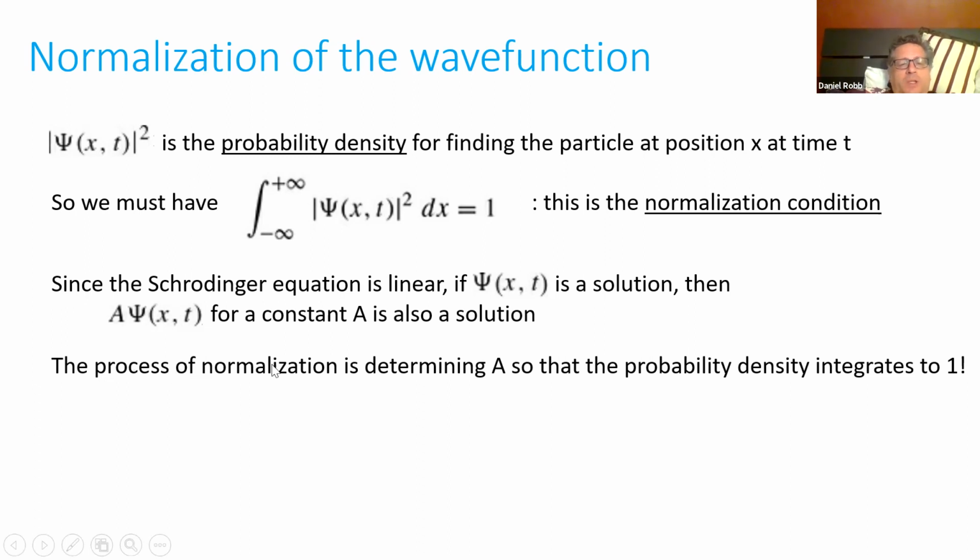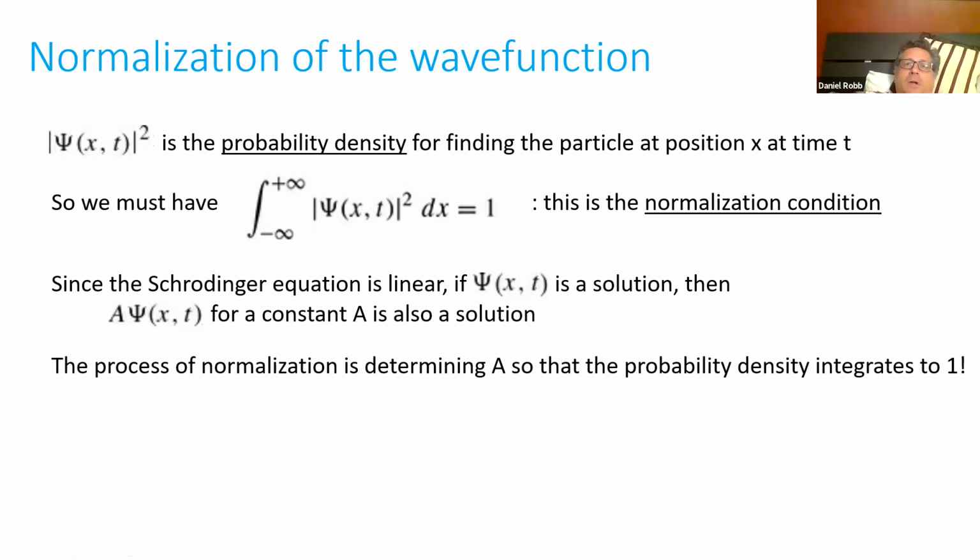So this process of normalization is determining this constant a, so that the probability density integrates to 1. When we find a solution to the Schrodinger equation, often we have a constant a out in front and undetermined, and then we use this normalization condition, that the integral here should be 1, to determine what a must be. And we'll see examples of this in future classes.